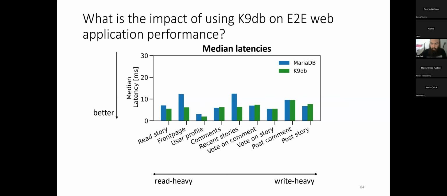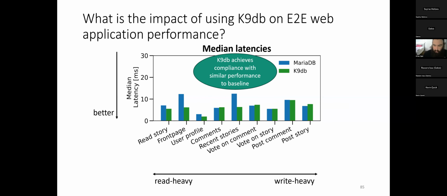Now here you can see the results for K9db. The high-level takeaway here is that K9db achieves compliance with similar performance to the baseline. And remember, the baseline has actually no built-in compliance support.